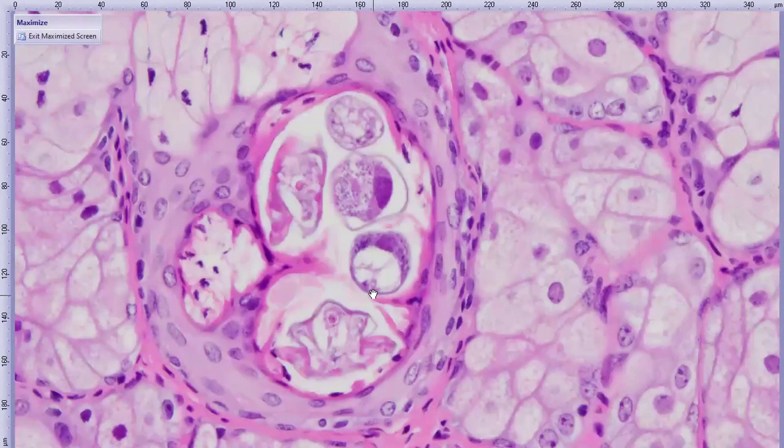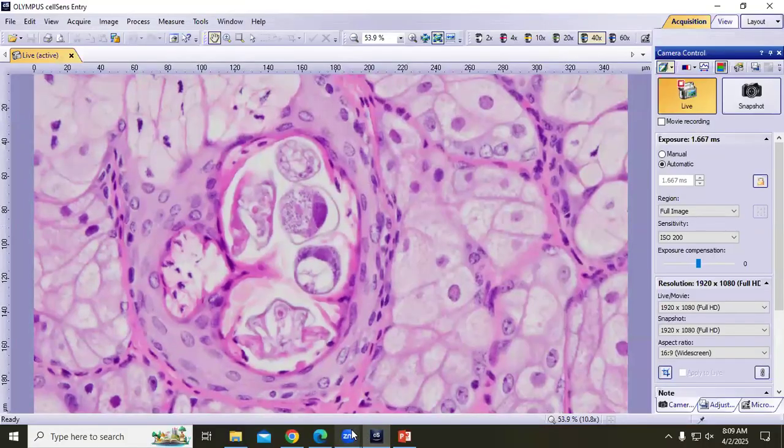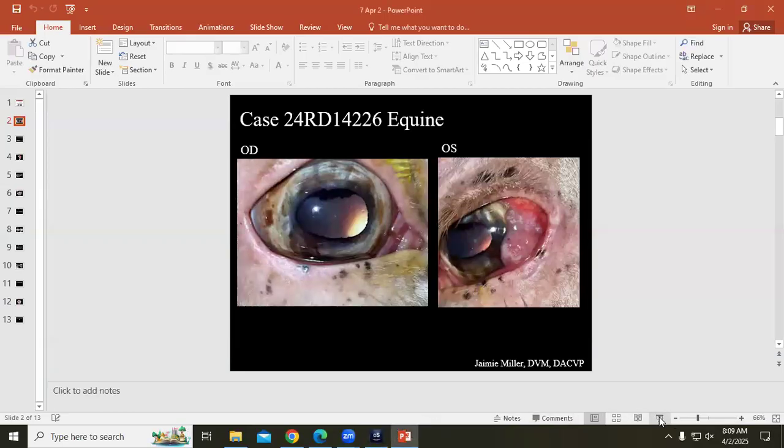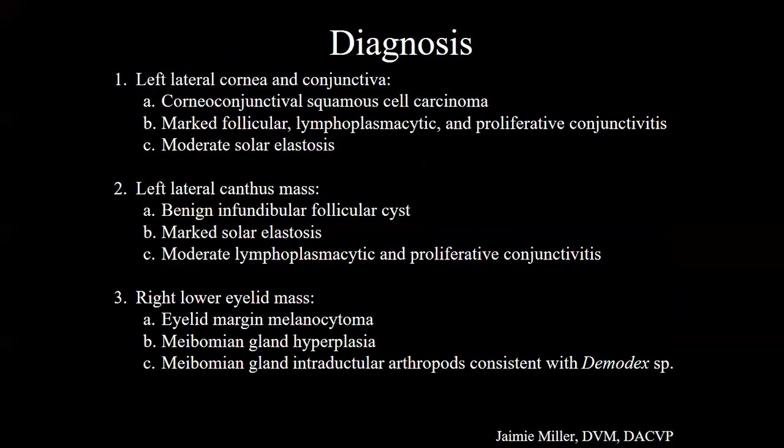So it's a horse with multiple masses here. So the squamous cell carcinoma in the cornea and conjunctiva with that marked follicular lymphoplasmacytic conjunctivitis, lots of solar elastosis in all of the samples. So definitely predisposing factors that this horse could maybe develop more tumors in the future. So they should keep an eye on it.